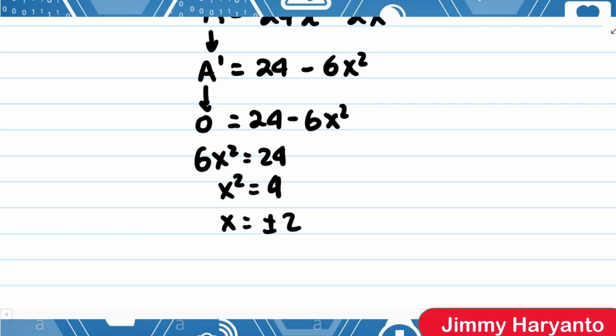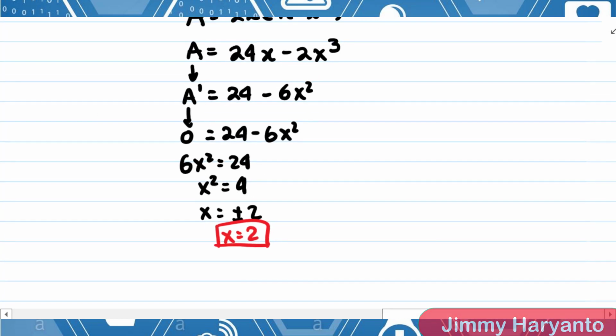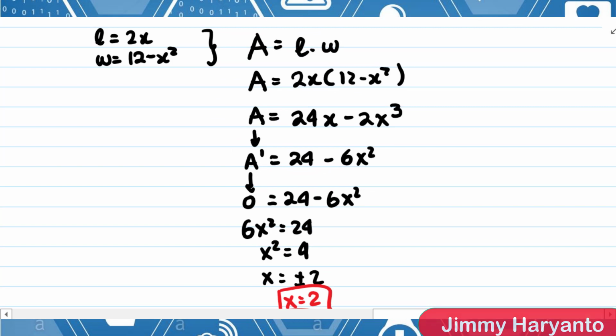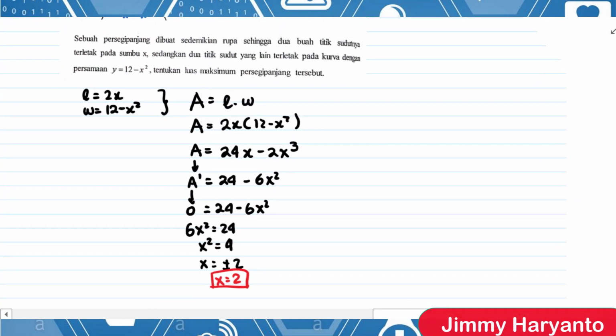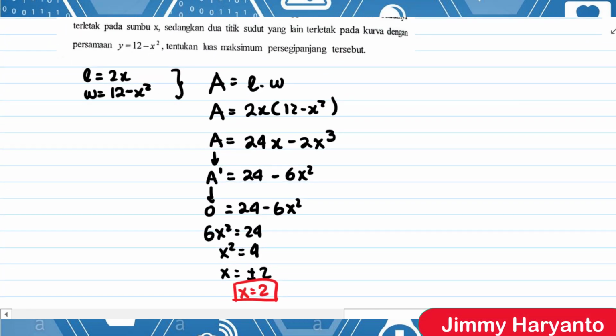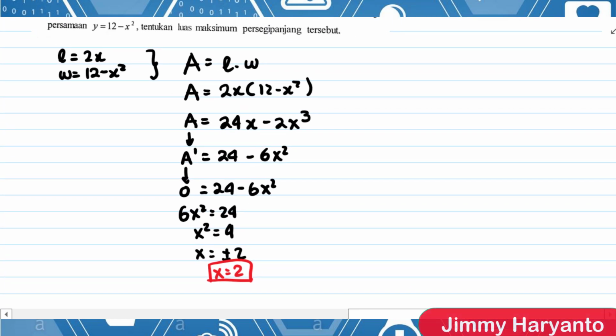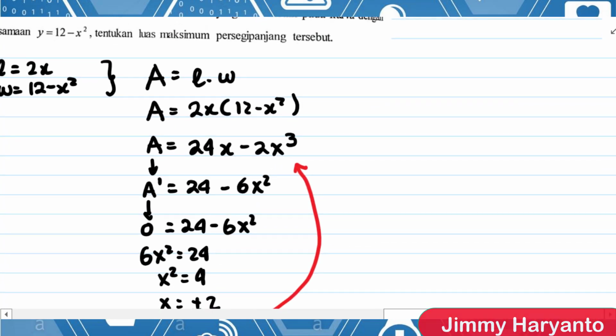I will reject the negative 2, I mean, yeah. Okay, so I will take x equals 2 because we already know that length cannot be negative. So I will take x equals 2, and one more time, our answer is only 1. Because it's only 1, we don't have to check whether the answer is maximum or minimum. It's obviously maximum because the question already said so, or else the question will be wrong.